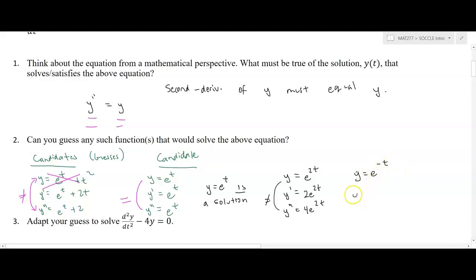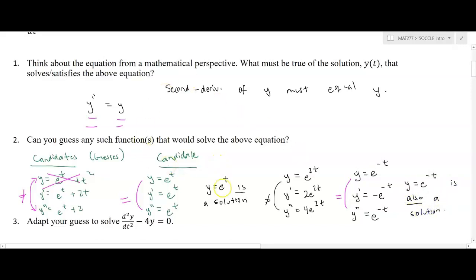Now, one other solution that would work is y equals e to the negative t. And the reason that will work is because when I take its first derivative, I get negative e to the negative t, or negative 1 e to the negative t. And if I take the derivative of that, now I'll get negative 1 times negative 1, which is positive 1. And we see that these two are, in fact, equal. So here, we do have equality. And so y equals e to the negative t is also a solution.